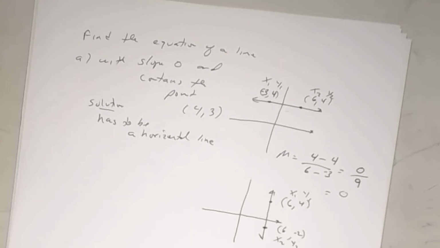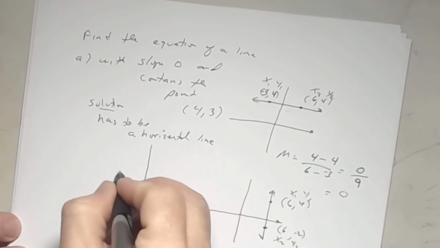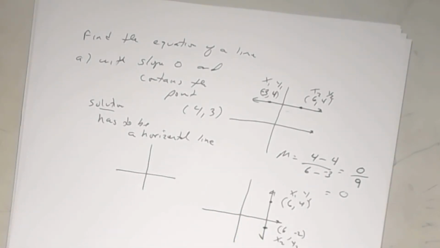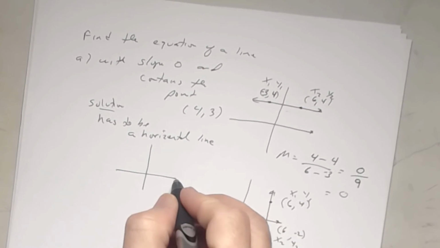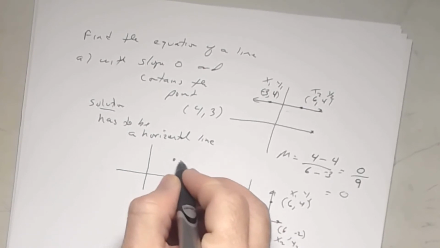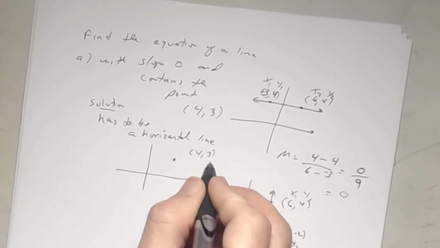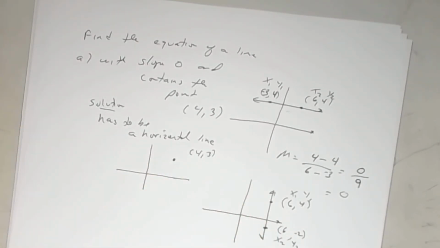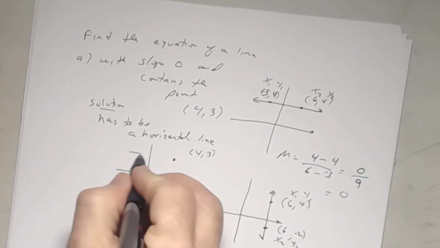Now, here's what I would do, and this is what I think you need to do. I would go ahead and plot that point. Where's 4, 3 located? First quadrant. So let's say it's here. And I'm going to draw what kind of line through that point? Horizontal.